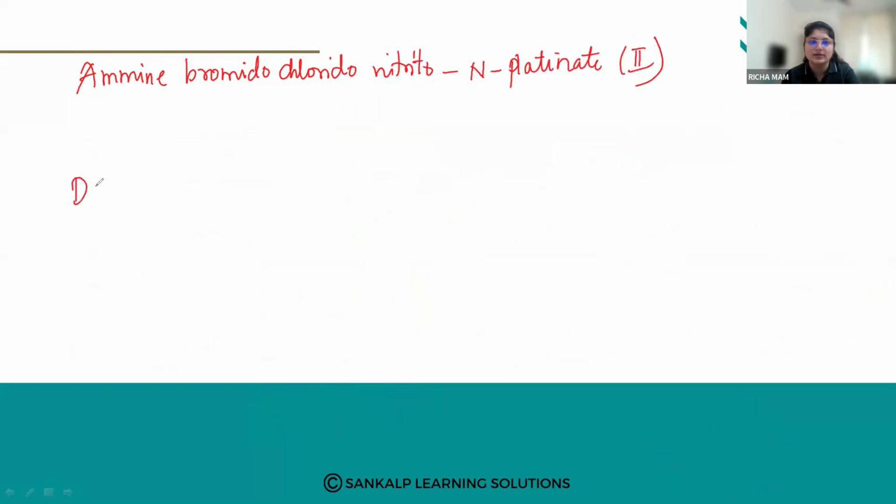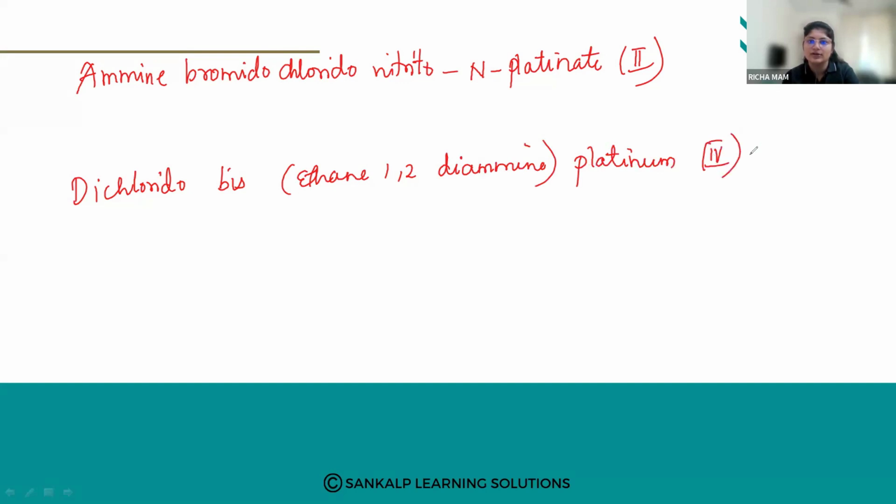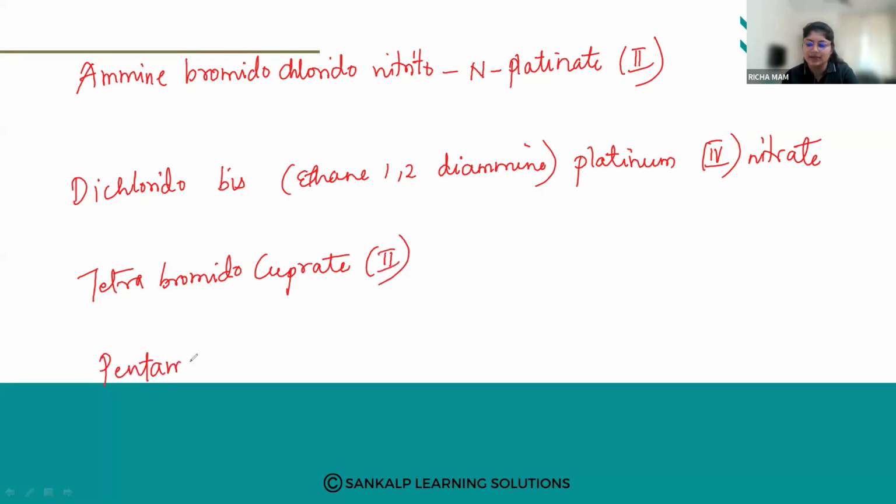Amine, bromido, chlorido, nitrito-N platinate(2). Next one, dichlorido bis(ethane-1,2-diamine)platinum(4) nitrate. Next one, tetrabromido cuprate(2). And last one, pentaamine nitrito-O cobalt(3). Okay, find out now.